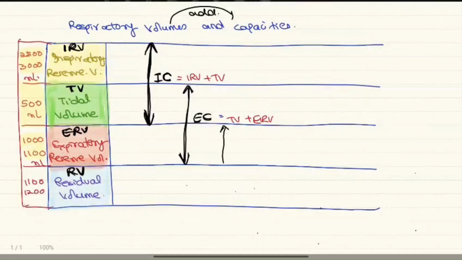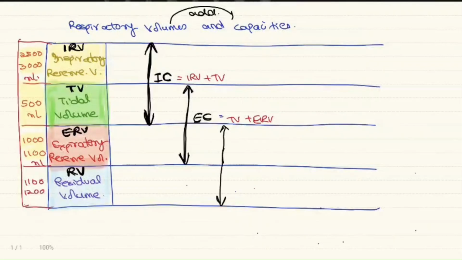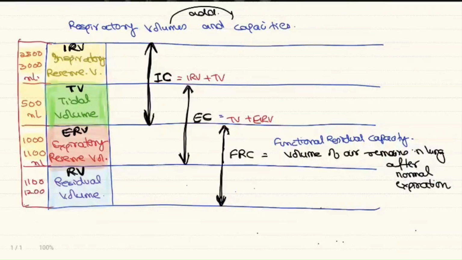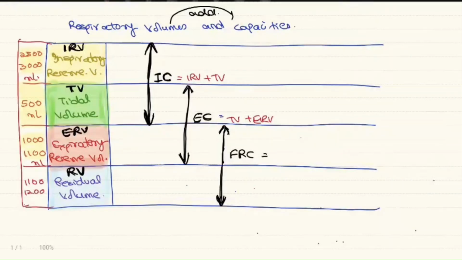Let's see the third one. What is called if I add ERV and RV? This is called as FRC, the functional residual capacity. So FRC is the volume of the air which remains in the lungs after the normal expiration process. So how much air still remains in the lungs is called as the FRC, the functional residual capacity. And the FRC is ERV plus RV, that is expiratory reserve volume plus residual volume.